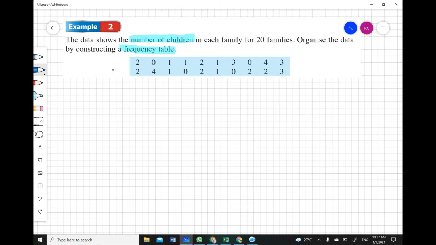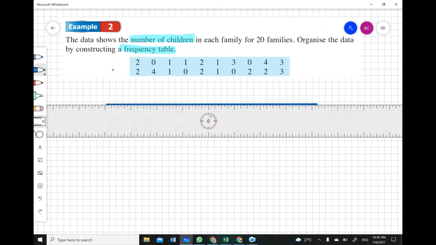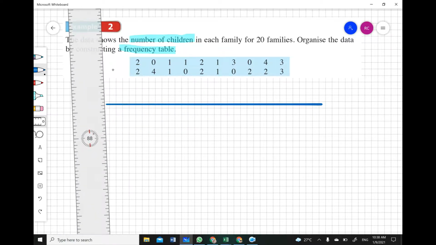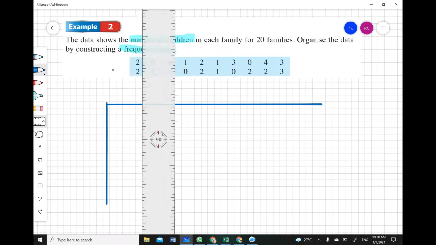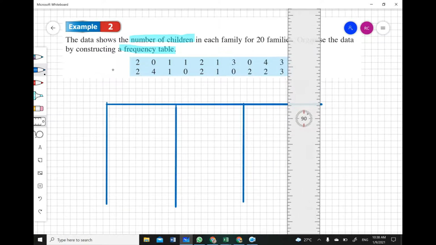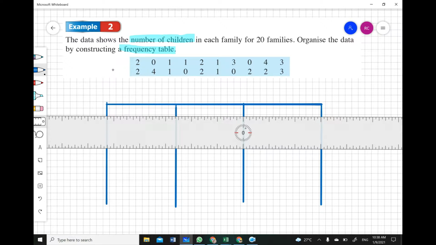To construct a frequency table, you need 3 columns. So make sure you draw using a ruler. I'm going to start with 3 columns here first. The rest of it later on, I'm going to just draw a line using hand, but make sure you don't follow me using hand. You must use a ruler to do that. So this is column 1, column 2, and column 3.